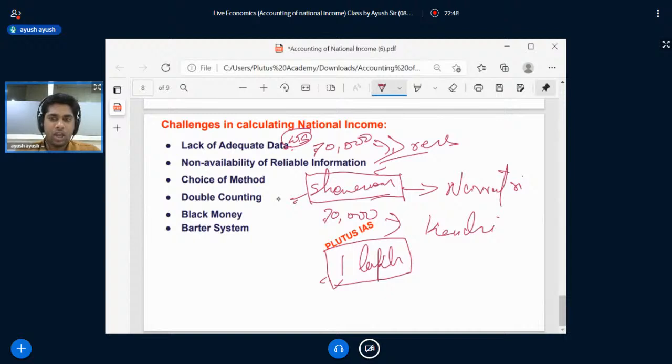1 lakh rupees came to whom? It came to Sabna. So this 1 lakh rupees will be called as revenue. All right, this 1 lakh rupees will be called as revenue.